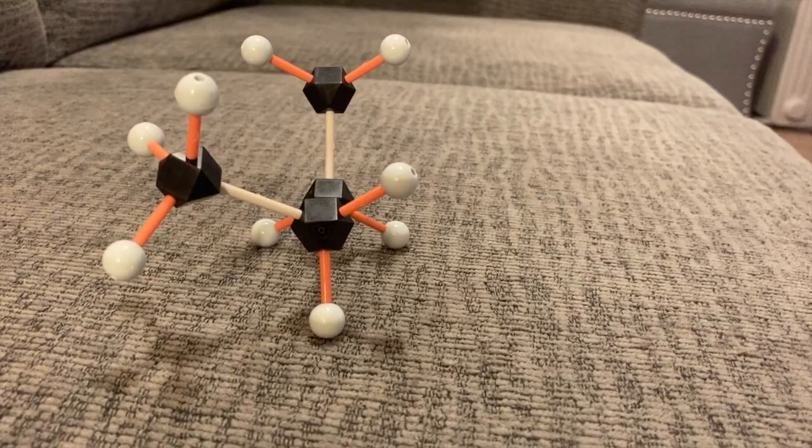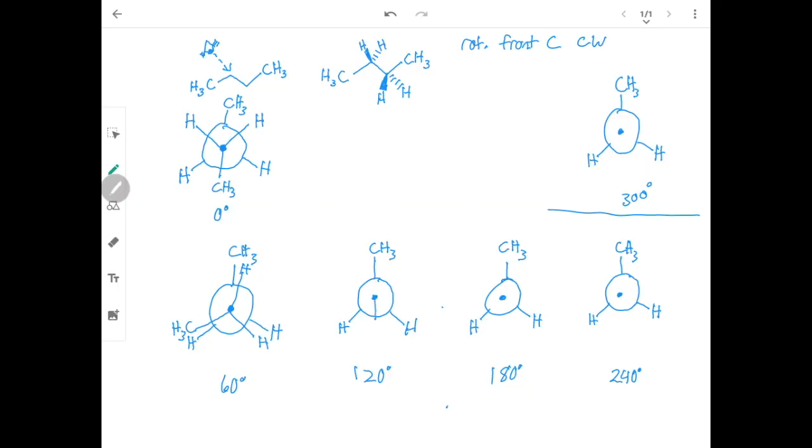So that's what that looks like. This is another staggered conformation. It's a good way to check yourself. They should alternate between eclipsed and staggered. So that's going to be that H, and this is going to be CH3, and that's going to be the H that was up there.